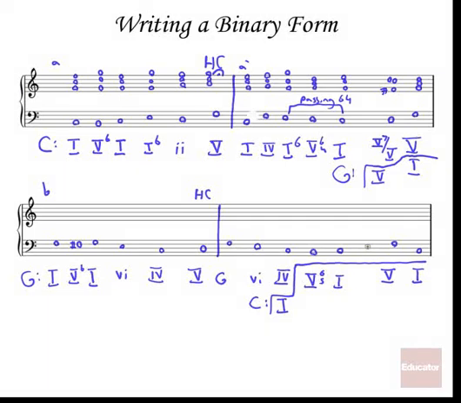And then here, let's have a 2, 6, 5 leading to 5 and 1. And let's make this a 5, 7, 2. So adding the seventh really emphasizes the idea that this is a dominant chord and not to be confused with this tonic G major.